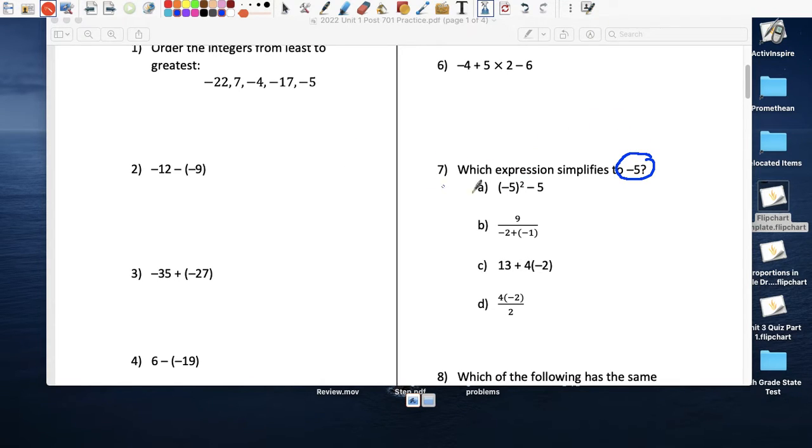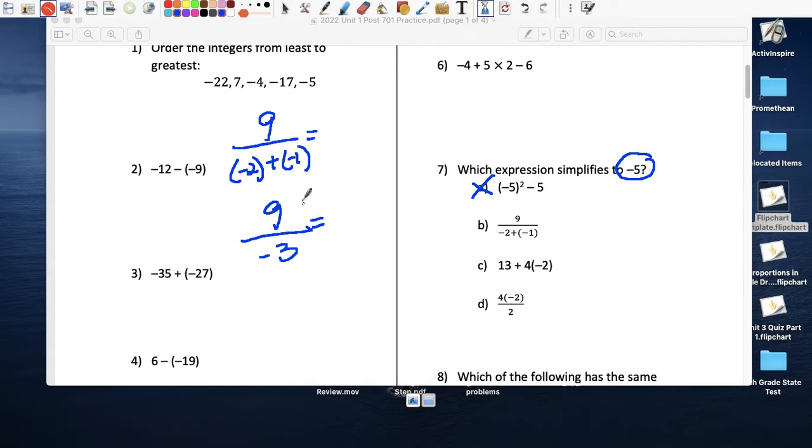So let's take A. We actually did A. A was not it because the answer was 20, right? Well, let's look at B. 9 divided by negative 2 plus 1. Well, in the numerator, 9, there's nothing to do, so we're going to leave that alone. So here's my 9. But at the denominator, we have negative 2 plus 1. Negative 2 plus 1 is negative 3.